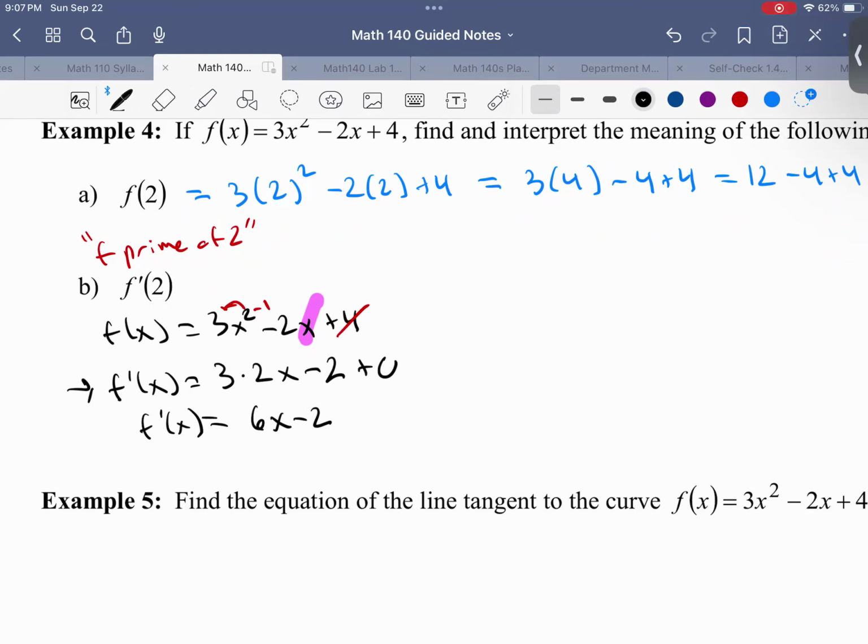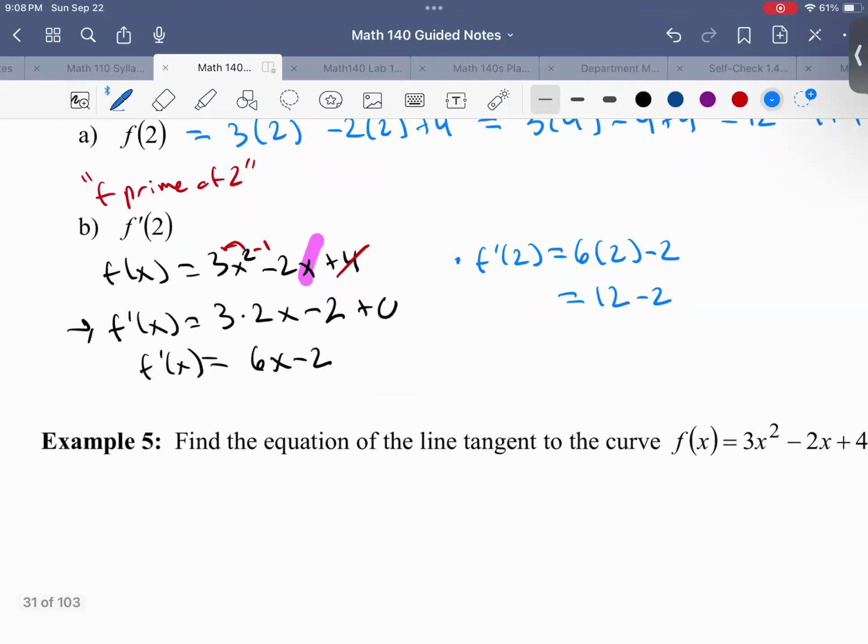Simplifying this out, we get 6x minus 2. So that's the derivative. But we're not asked just for the derivative, we're being asked for the derivative at x equals 2, f prime of 2. So we're going to plug in x equals 2 into the derivative. f prime of 2 equals 6 times 2 minus 2, which is 12 minus 2, and that just equals 10.